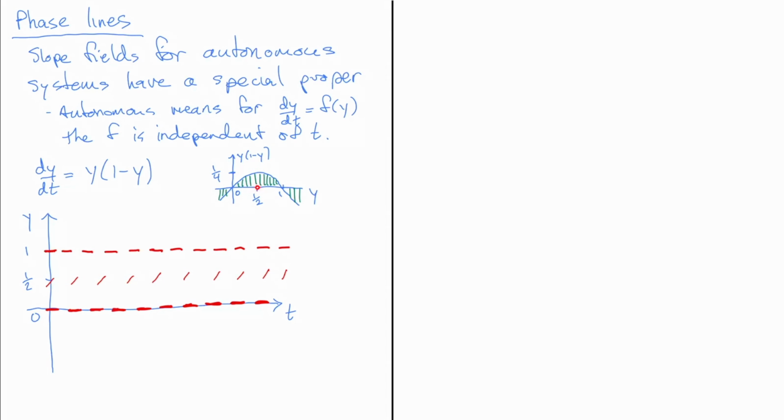But then if we go above 1/2, the slope will be slightly less than 1/4. And as we get closer and closer to y equal 1, the slope gets smaller and smaller. And once we get there, the slope is exactly 0. So let's fill that in. And so in here, somewhere between 1/2 and 1, we have to have a slightly smaller slope.